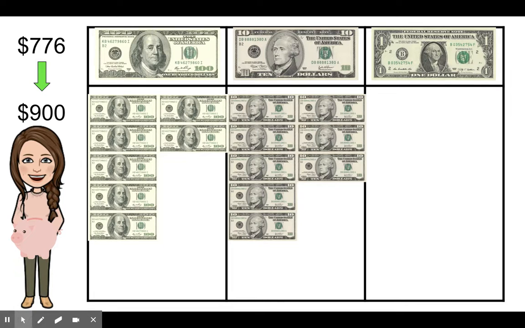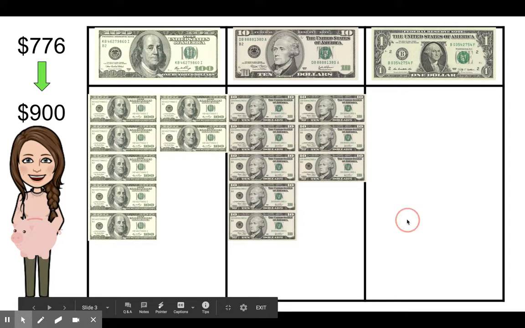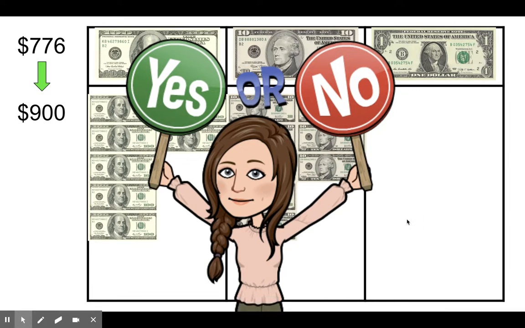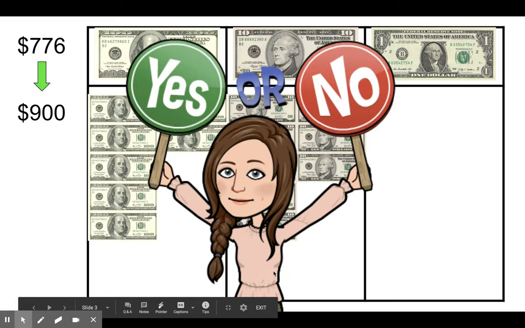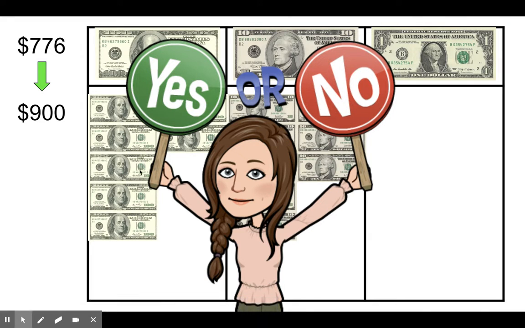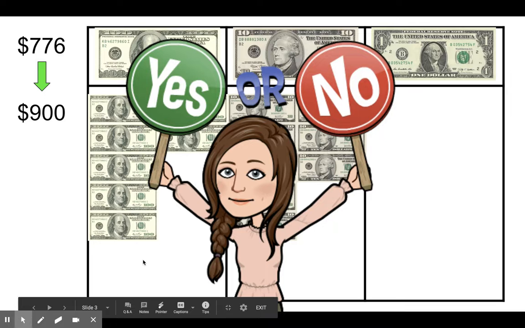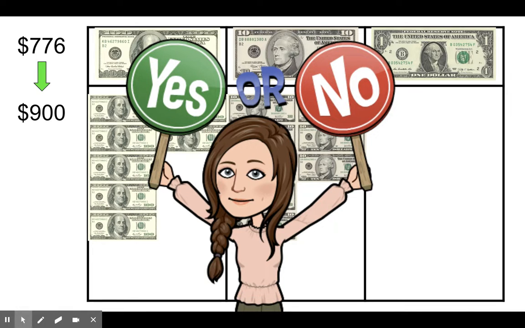Here we go. We've got to keep counting by ones. Or, hold up. Should we do it differently? Think about this. I could keep counting by ones all the way to 900. Trading 10 ones for a $10 bill, trading 10 $10 bills for a $100 bill. Or do you think there's a faster way? Do you think counting by ones from 776 to 900 is the most efficient or fastest way? If you said no, you're correct.